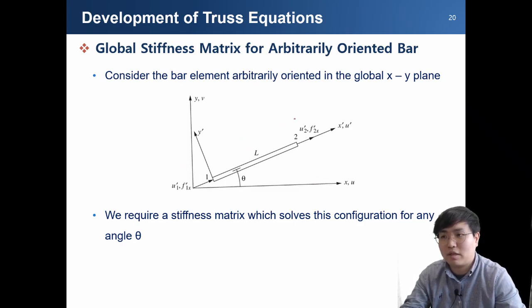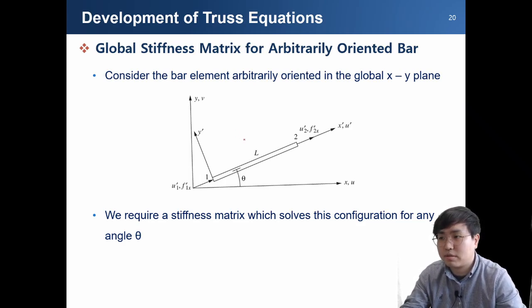That means we do not put this one-dimensional truss element on the x-axis only; we can freely place our one-dimensional truss element in two-dimensional space. To derive the rotated or transformed truss element, we should first check the vector transformation.